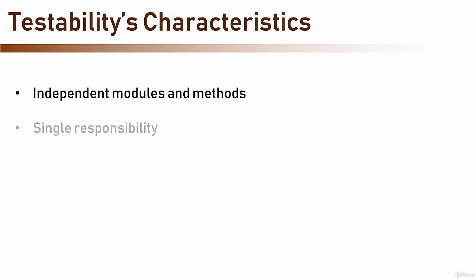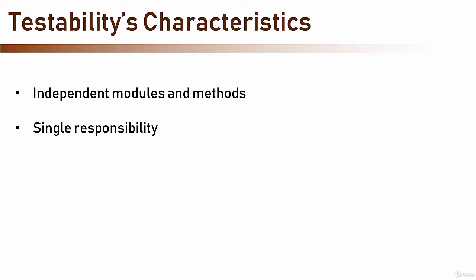And now, back to the testability. A testable system is a system that is easy to test using unit tests and integration tests. An easy-to-test system can be identified by two characteristics. One, its methods and modules are not dependent on other methods or modules. And two, every method is responsible for one and only one action.